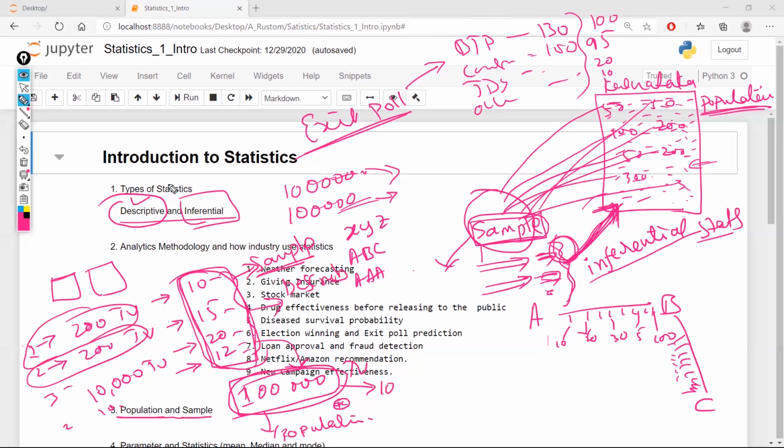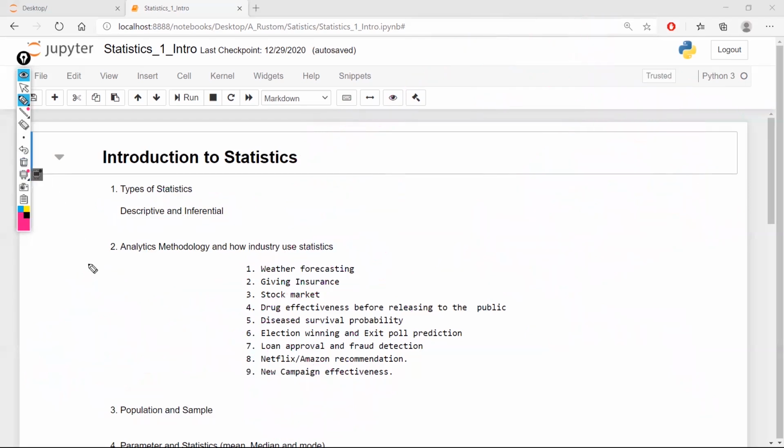And in the sample, I will be able to describe, and that is nothing but descriptive statistics. And after describing, I'm going to infer about this entire population. That process is basically inferential statistics. All right, so that is the idea behind descriptive and inferential, population and sample. Hope things are clear here.